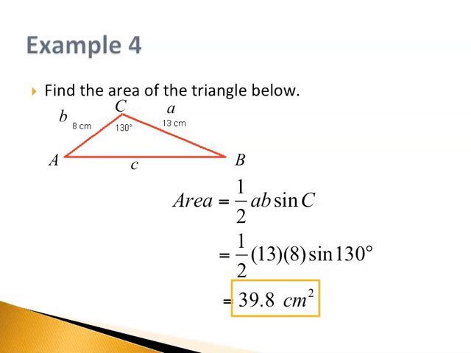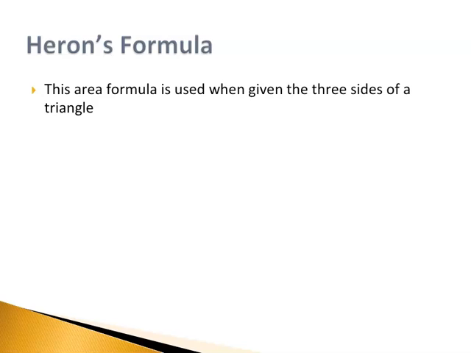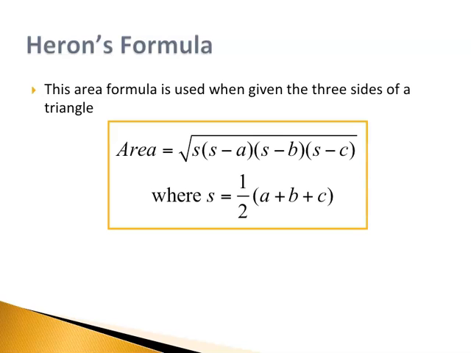Now there's one other formula for finding the area of a triangle, and it's called Heron's formula. This area formula is used when you are given 3 sides of a triangle. So here it is. Area is equal to the square root of s times s minus a times s minus b times s minus c. Now what is s? s is equal to the sum of all 3 sides, a, b, and c, divided by 2.